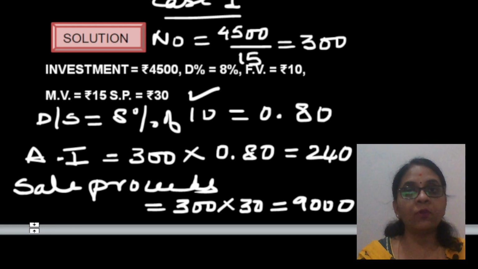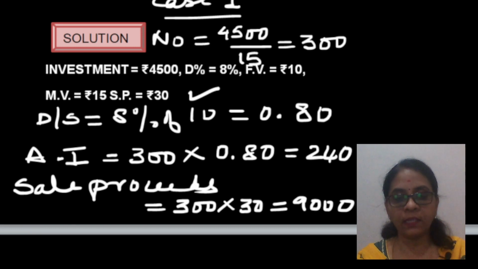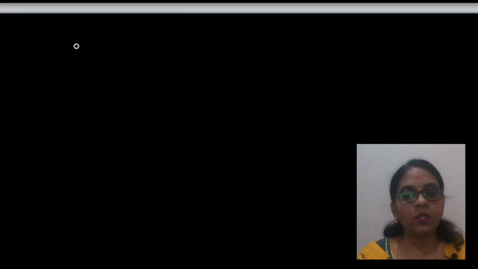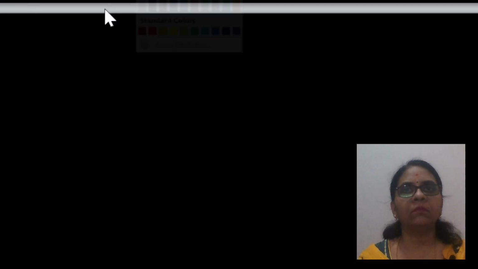So the sale proceeds is 9,000 rupees. Is this clear, children? Why is the sale proceeds 9,000 rupees? So the sale proceeds is equal to, this is not SP, okay, I will write it completely for you all because I picked up the highlighter pen.